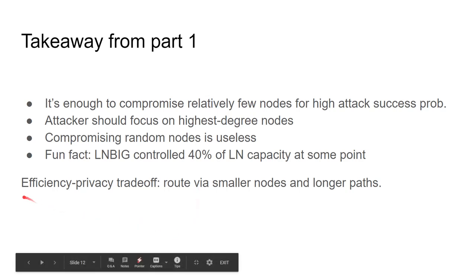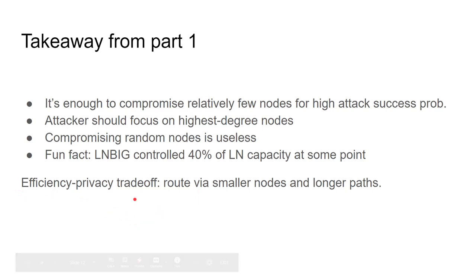There is an efficiency-privacy trade-off, as often happens. You have to pay for privacy if you want to protect your payments. Probably you shouldn't optimize too much for fees, and you should understand that going through large popular intermediary nodes makes you more vulnerable, because these nodes are more likely to be the target of an attack and potential compromise that would enable tracking users' payments and something like that.